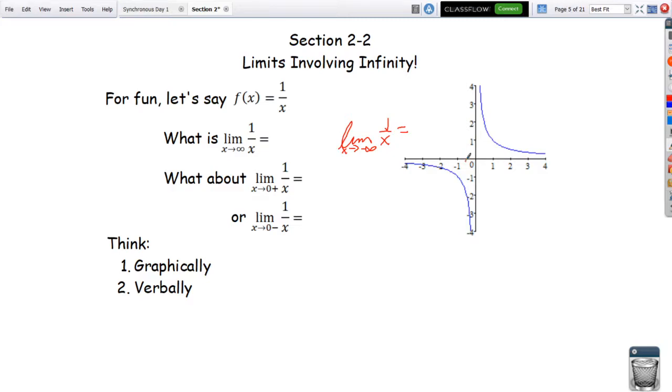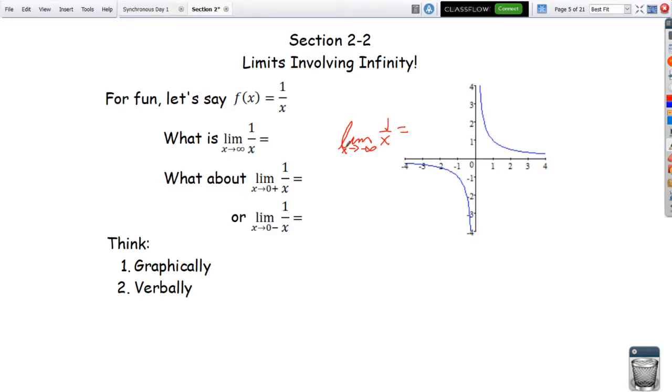Yikes. Okay, so for fun, let's say that f of x equals 1 over x. I've got the graph drawn right over here for you. You might want to draw that in your notes. We are trying to figure out four different limit values. Limit as x approaches positive infinity of 1 over x equals. Limit as x approaches negative infinity of 1 over x equals.